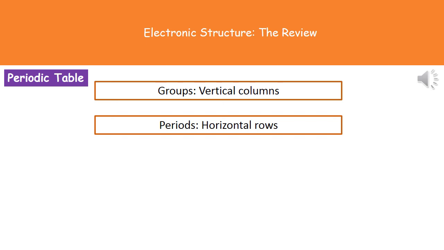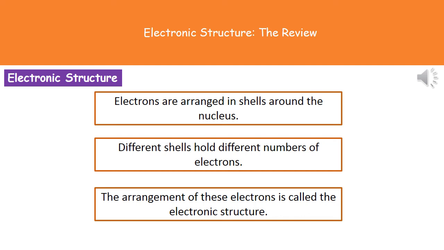So what you can actually do is, by using the coordinates of groups and periods, work out what elements there are on the periodic table, and they do like to ask you that every so often, to identify an element in period 4 or an element in group 6, for example. So you need to obviously remember groups are the vertical columns, periods the horizontal rows.